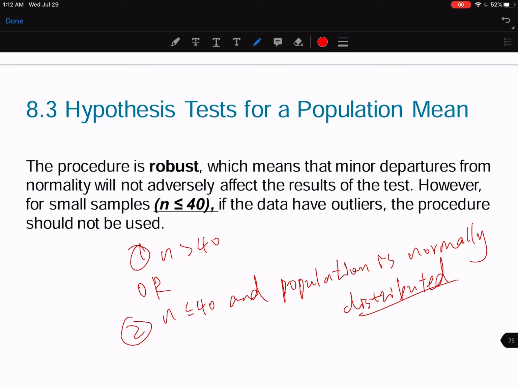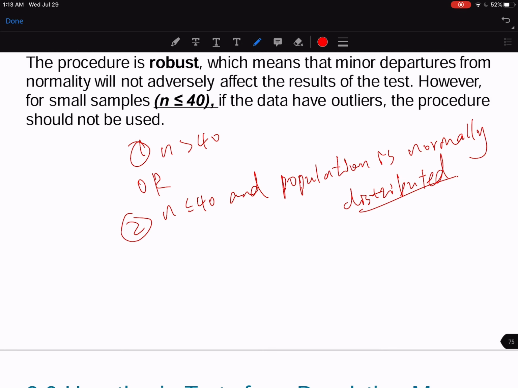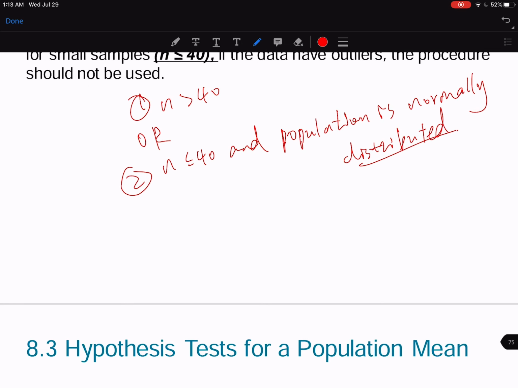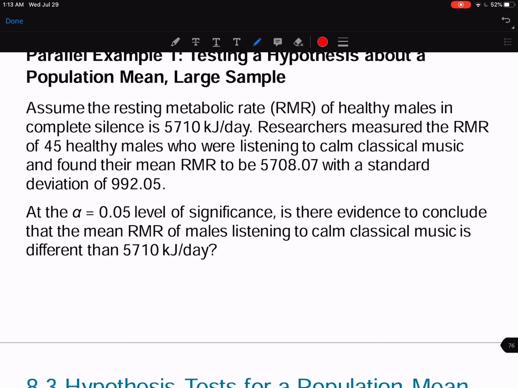I just want to let you know that pretty much all the problems you will see in this class will satisfy either condition 1 or condition 2. You don't have to worry about that too much. But technically, we should check those two conditions. All right, so once everything is clear, let's take a look at the examples here. I think the procedures are super similar to the procedures we saw in the previous two lecture videos. Now let's take a look at this example here.